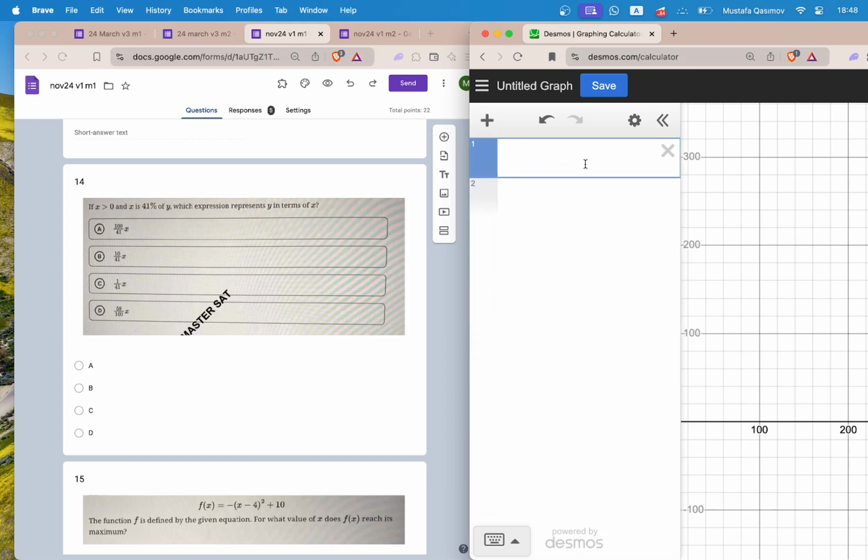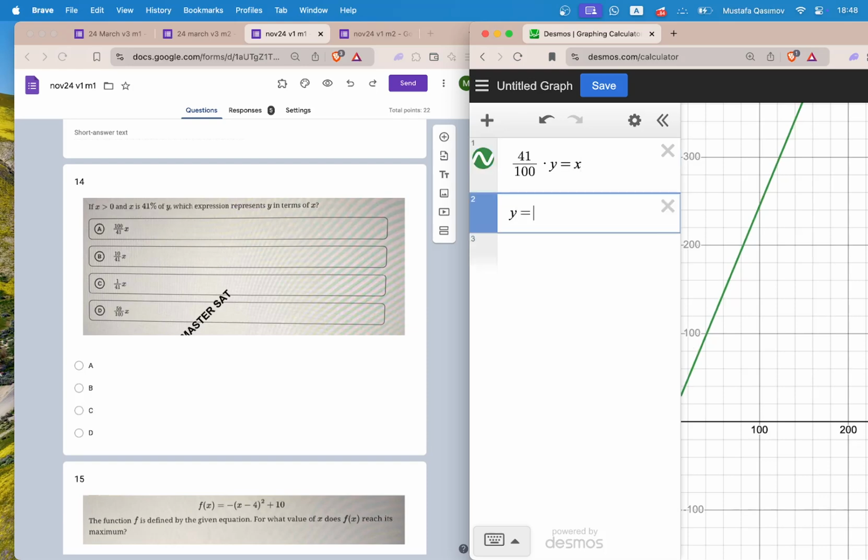For 14, it says 41%. When you see a percent, it means dividing by 100, so multiply y equals x. From here we have to find y. Y is equal to 100 over 41 x. So the answer is A.